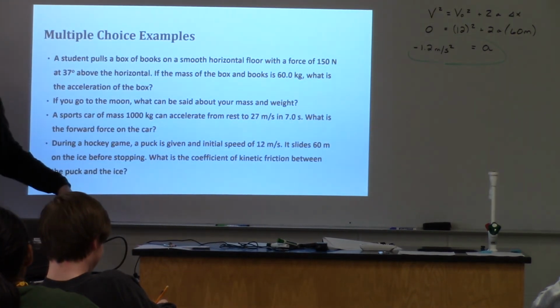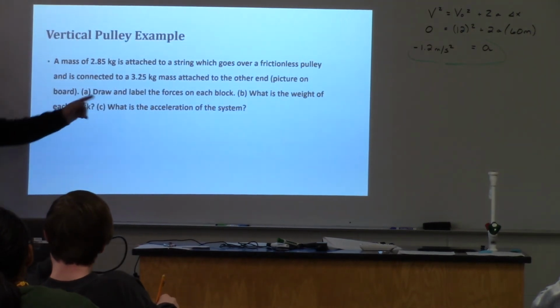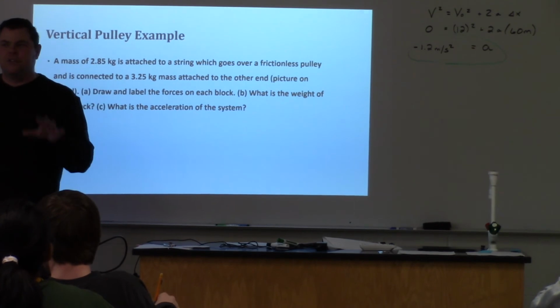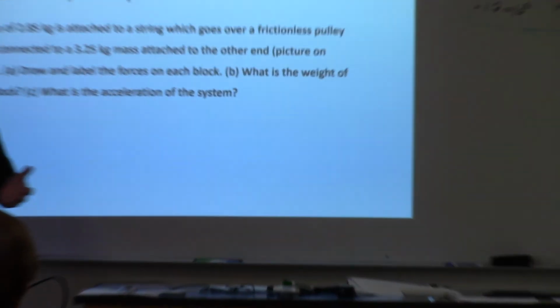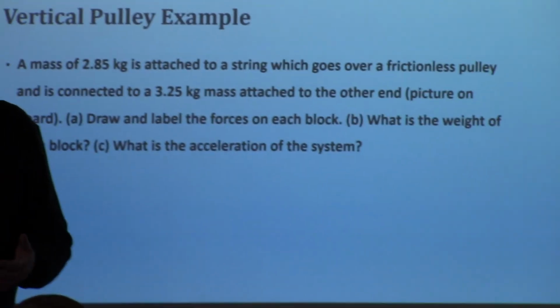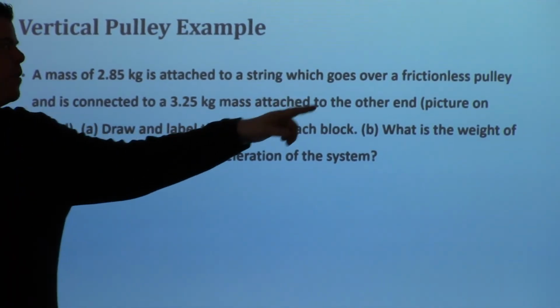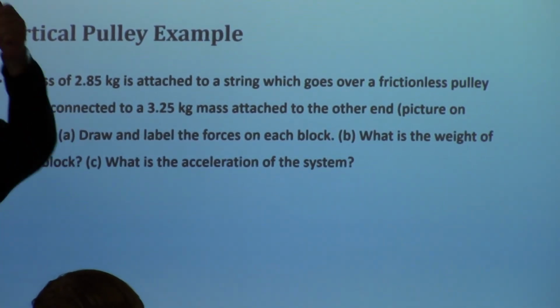After the 10 multiple choice, you have 3 free response. First free response is a vertical pulley example. So what I would like you all to do is try this example first, and then we're going to answer it together. Because if you just watch me do it, it might seem easier than it really is. So take about 5 minutes, answer this one. I'll draw the picture on the board, but basically we're going to have masses of 2.85 and 3.25, both hanging down vertically.